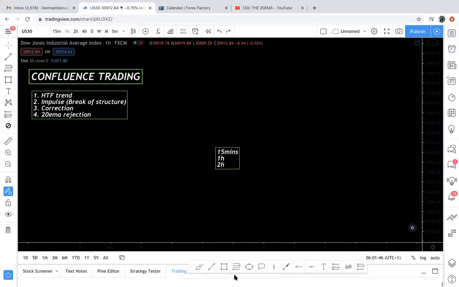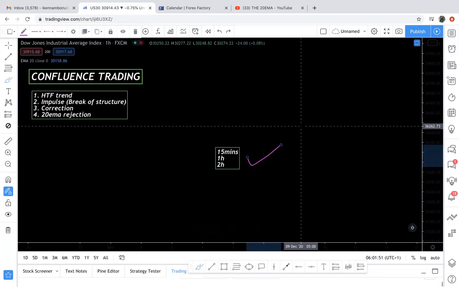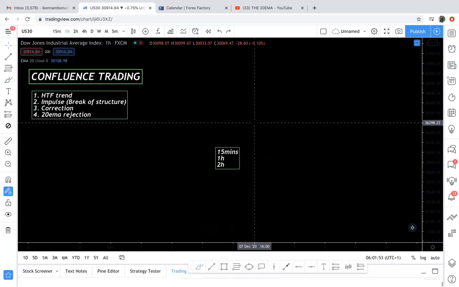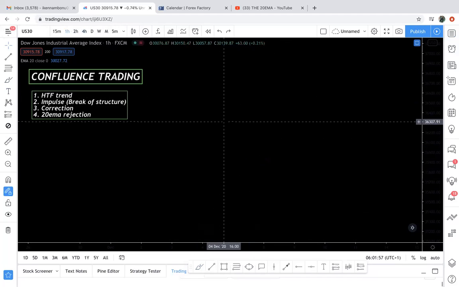So if you are executing your entries on any of these time frames, just know that you need a higher time frame to back it up. Okay, so that's the first confirmation. Once we confirm the first confirmation, like our higher time frame trend is an uptrend, and then we see an uptrend also on our entry time frame, now we have that confirmation, which is one.